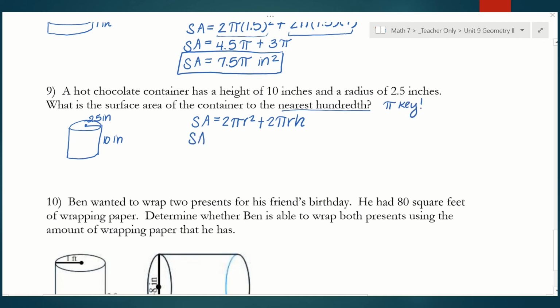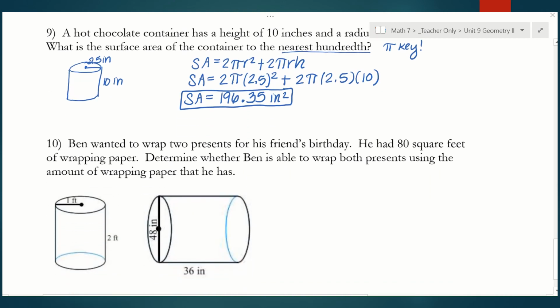Okay, so when I'm plugging in for my substitution step, I'm going to leave pi as pi. The radius is 2.5, so 2 pi times 2.5 squared plus 2 times pi times 2.5 times 10. All right, so we can go ahead and type this entire thing in our calculator using the pi key. Don't forget the plus in the middle there. And we should be getting 196.35 inches squared.